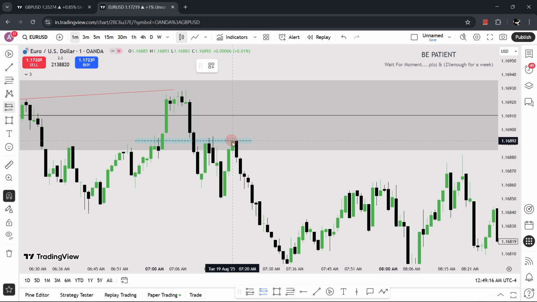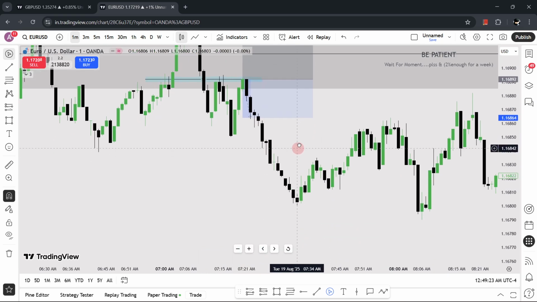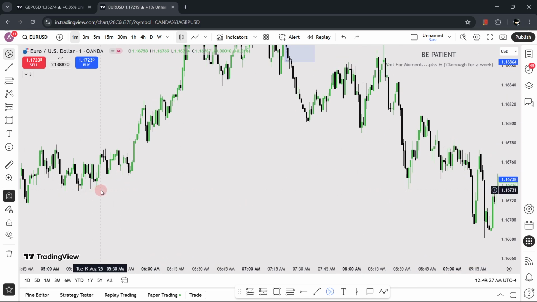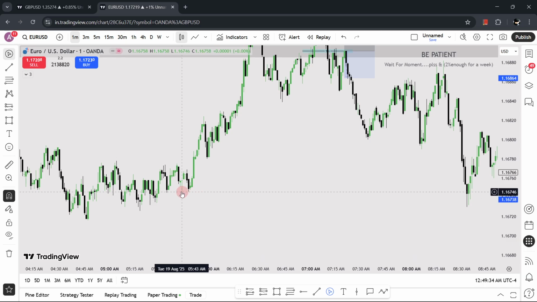I think this day there were no big news drivers, so you don't need to worry about that. Make your stops around 31 pips. And you can aim for these relative equal highs, or this trend line liquidity.